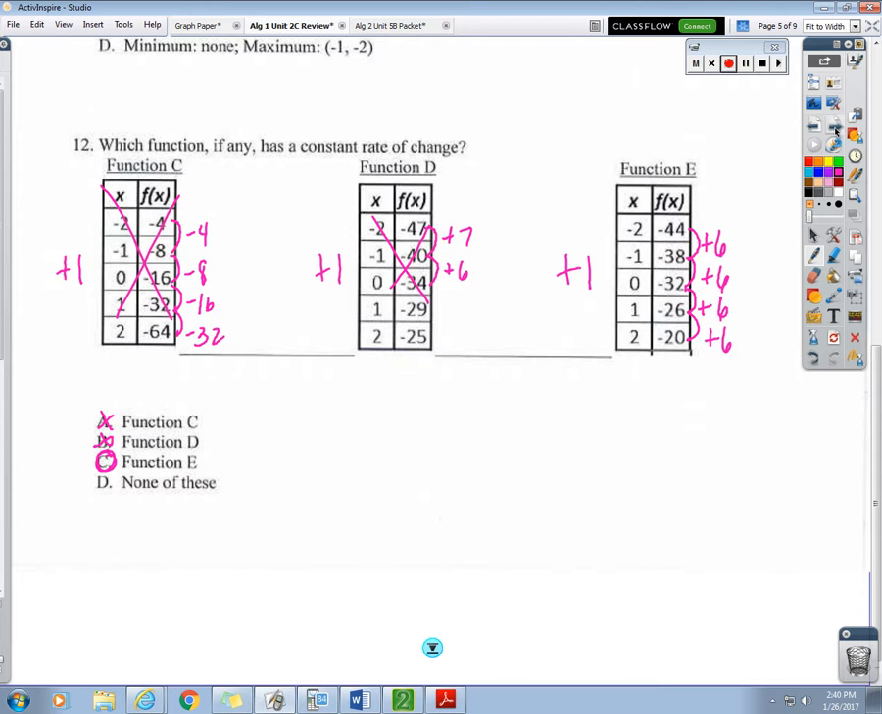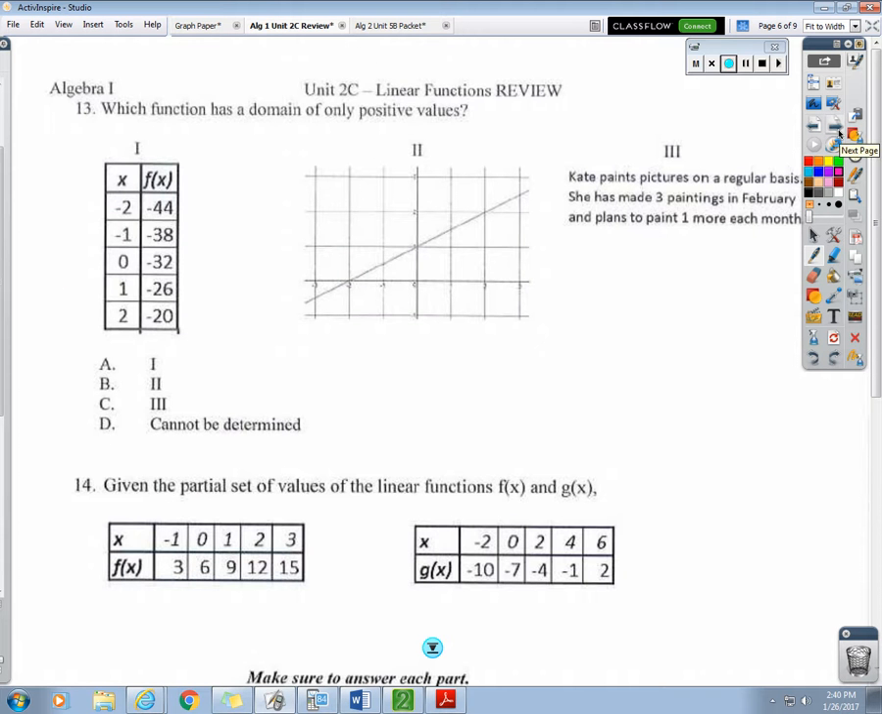Okay, next page. Number 13. Which function has a domain of only positive values? Domain is, so we're looking for positive x values. Does that table, number 1, have only positive x values? No, look right here. Those are negative, so A's out. Does this line graphed on here only have positive x values? No, every single point over here we have a negative x value. Kate paints pictures on a regular basis. She had made 3 paintings in February and plans to paint 1 more each month. Would that have only positive x values? Yes, because you can only paint positive amounts of pictures. You can't paint a negative amount of pictures. So C is correct.